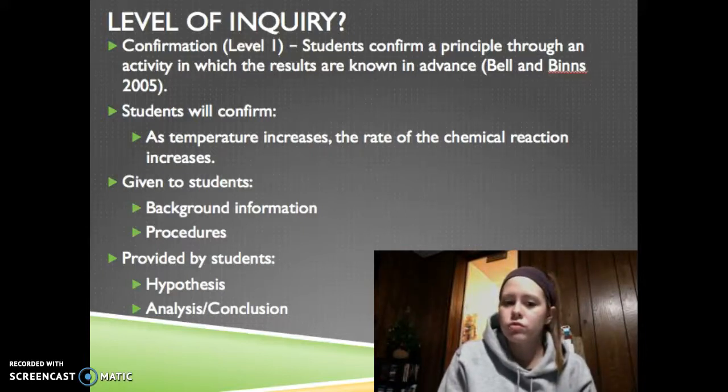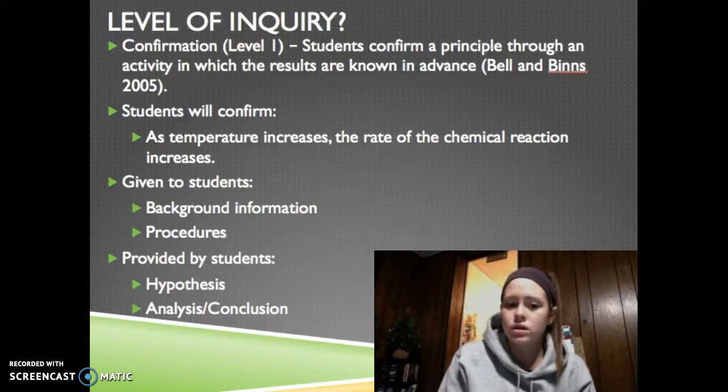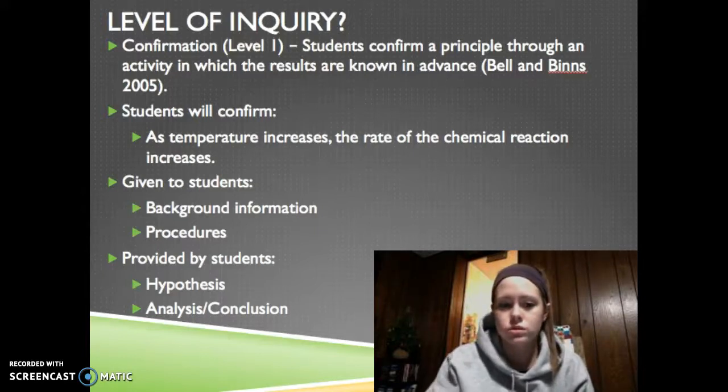So I give background information to the students. I give the students procedures on how to walk through the activity. The students will provide to me a hypothesis, as well as a data analysis and then conclusion questions.